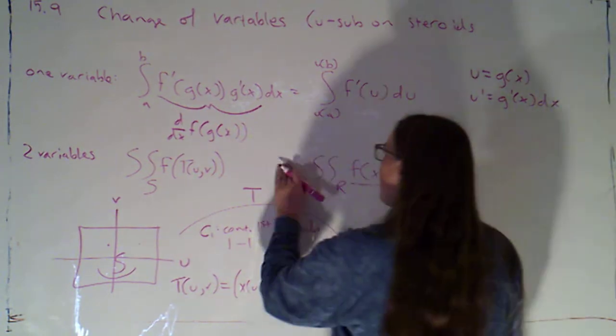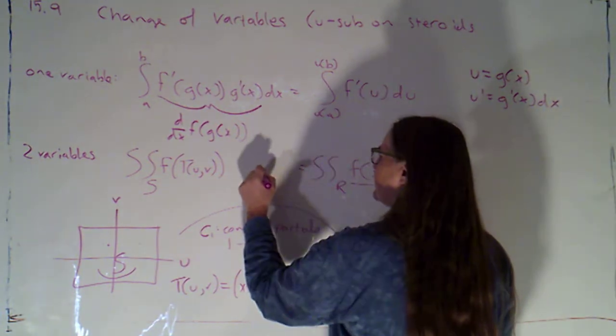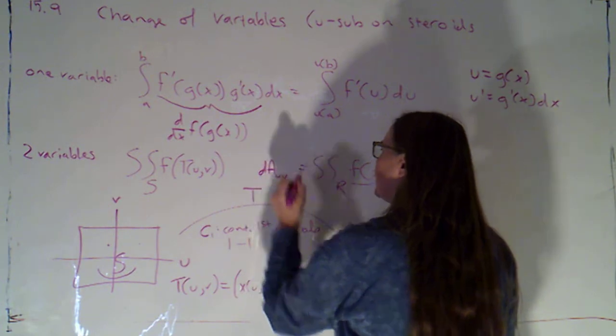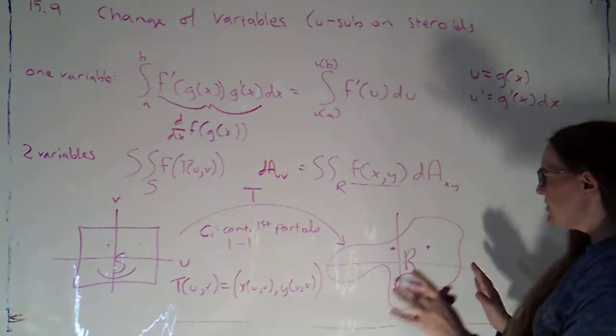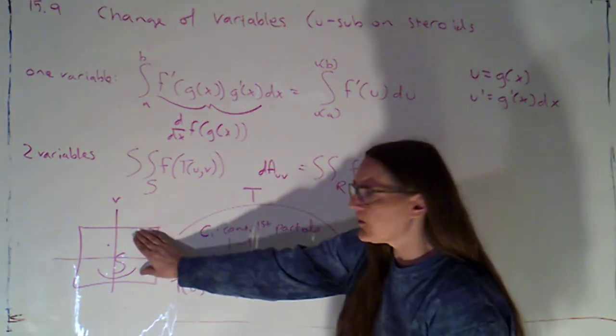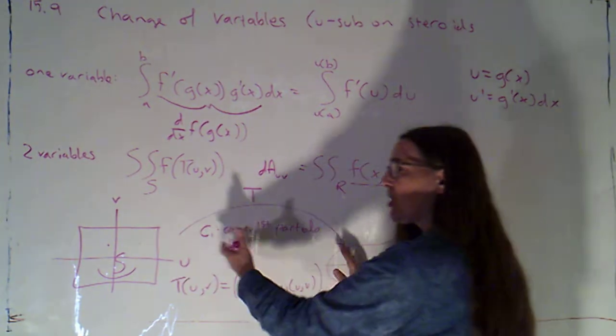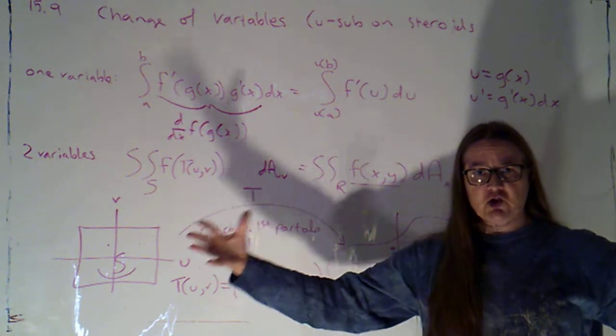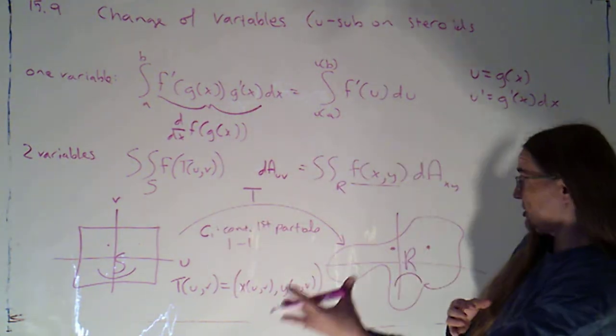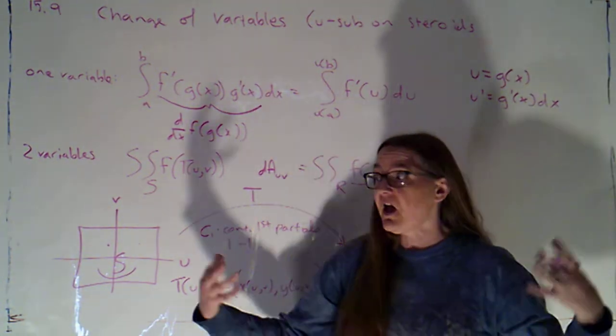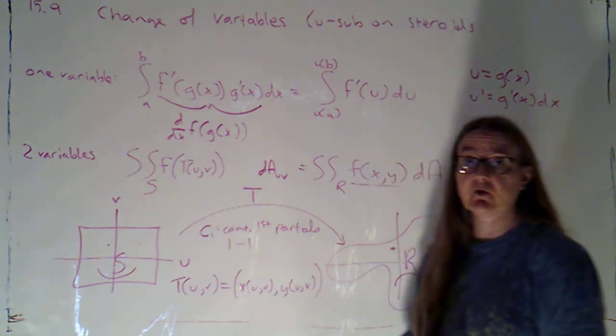But then I know I'm going to be integrating this with respect to area in the uv plane. And I have no reason to think that the area of S and the area of R are going to be the same, because for all I know, T is going to stretch or shrink things. Maybe it stretches parts and shrinks other parts. Who knows? It could be kind of crazy.